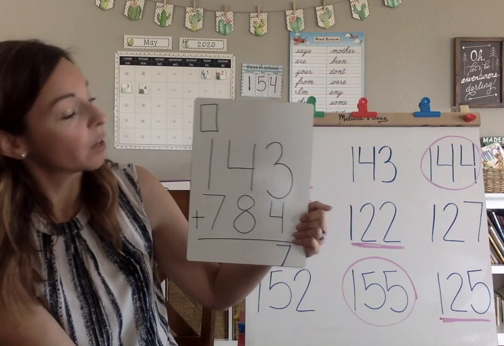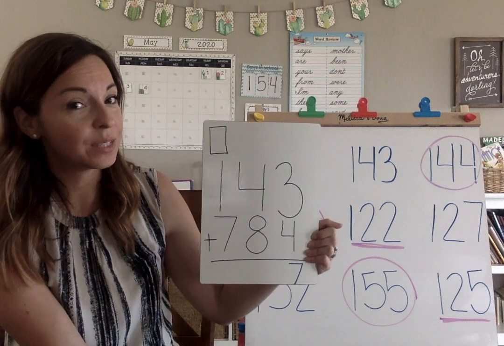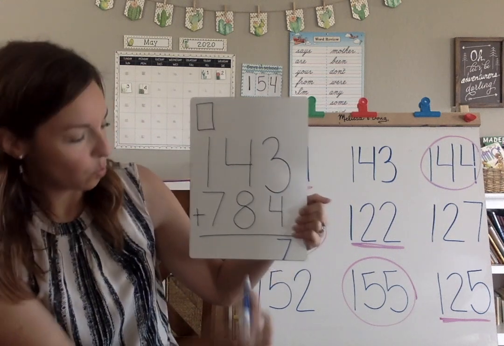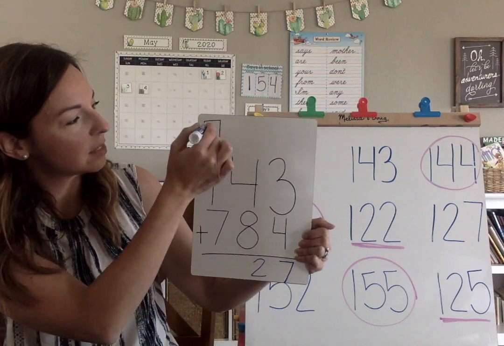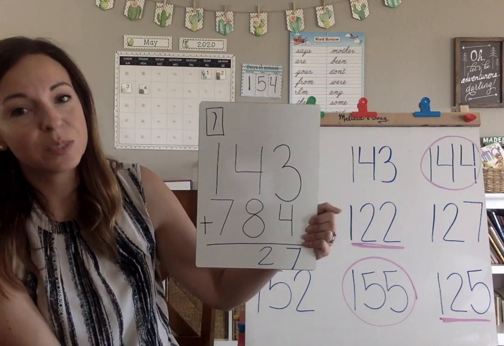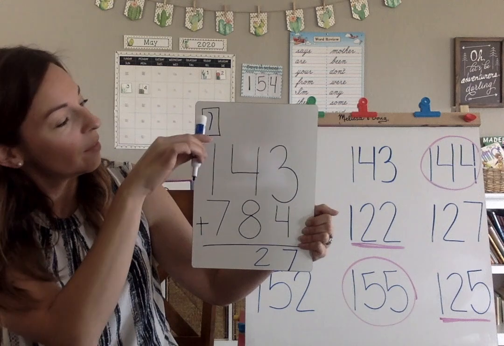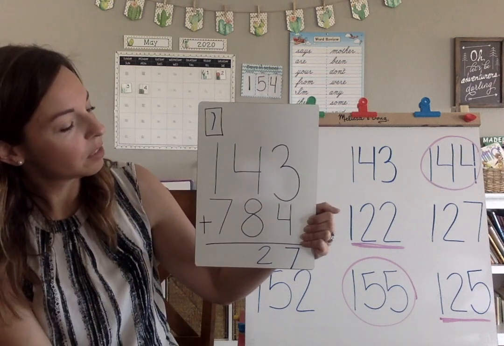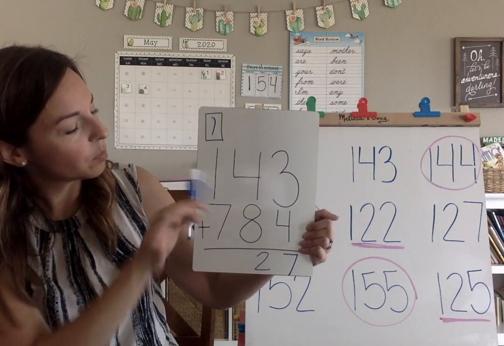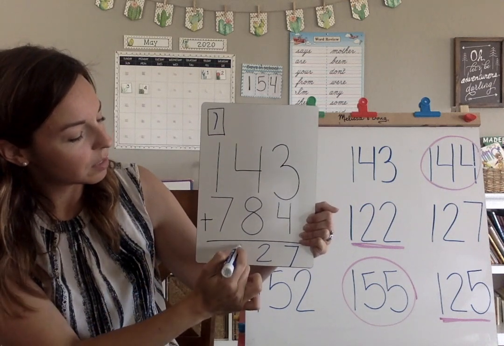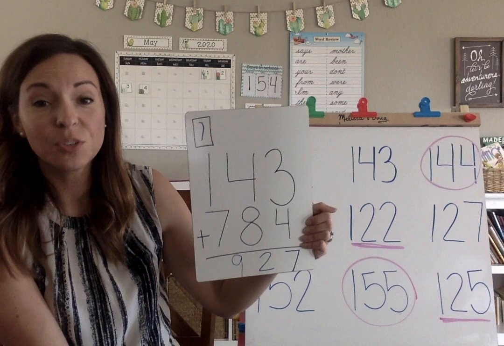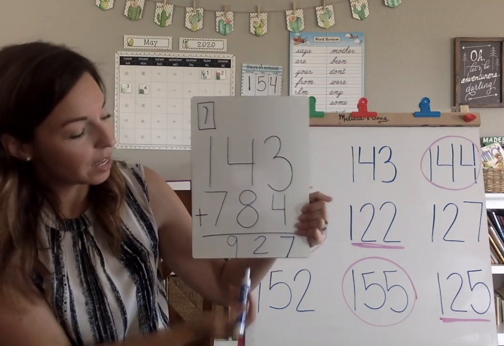4 plus 8 is what? 12. So I put the 2 down here, and the 1 has to go over into the hundreds place. Now I can add the numbers in the hundreds place. 1 plus 1 equals 2. 2 plus 7 equals 9. So your answer should be 927.